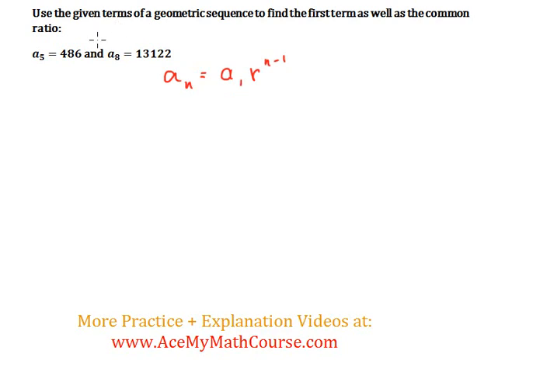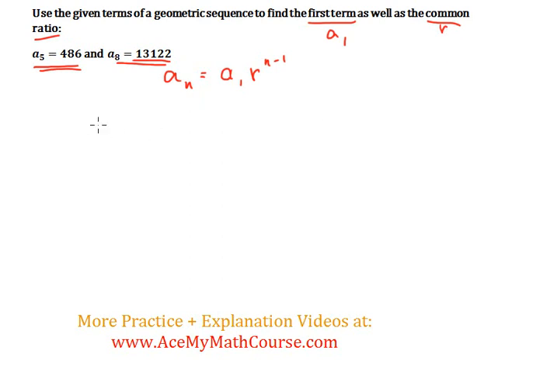So let's use the given terms. The fifth term is 486. The eighth term is 13,122. We want to use these terms to find the first term, which is a1, as well as the common ratio, which is just r, for the geometric sequence. So how can we do this?